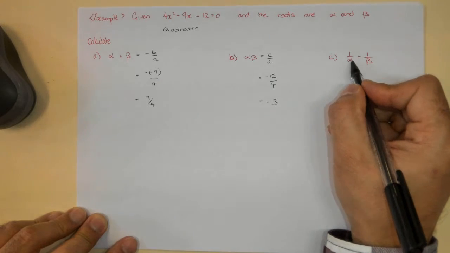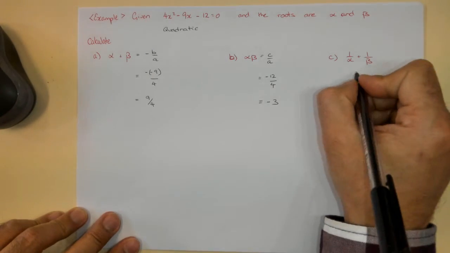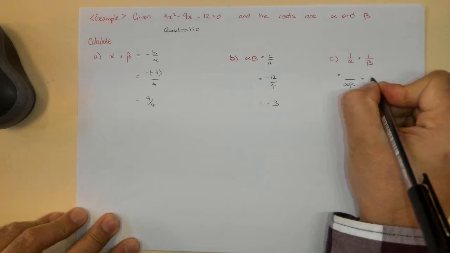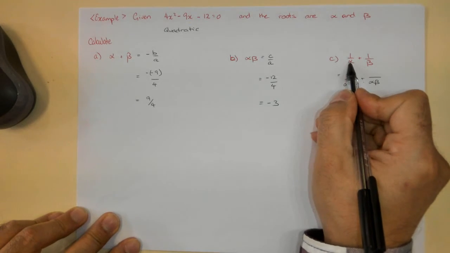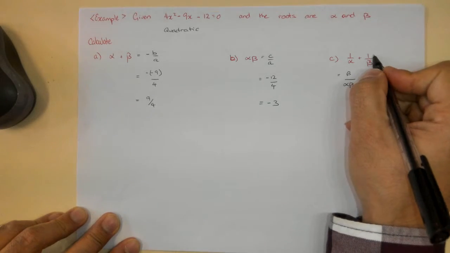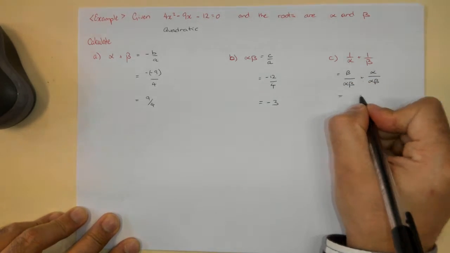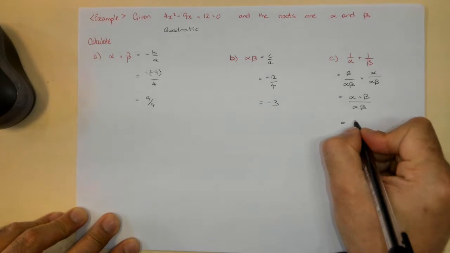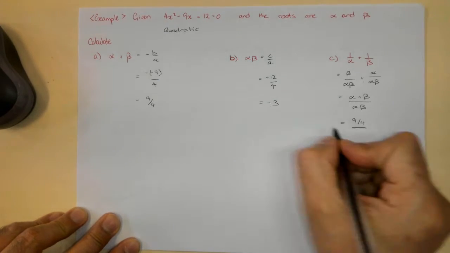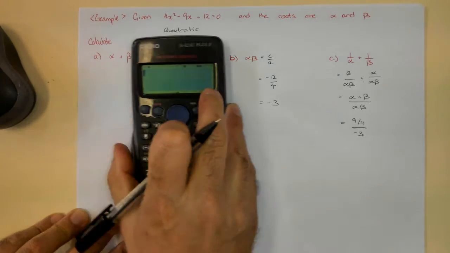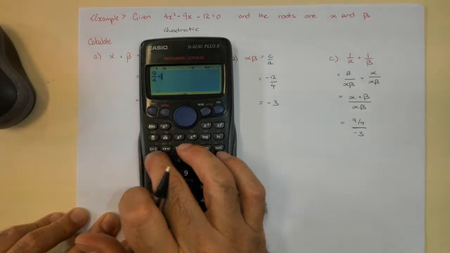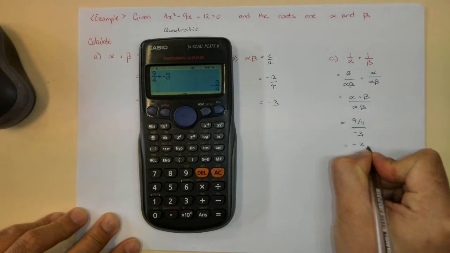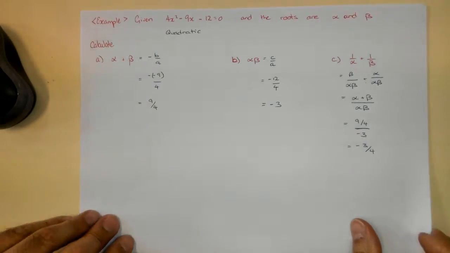Now, 1 over alpha plus 1 over beta. Well, these are just fractions. So in order to add the fractions, I'm going to have to get the denominators the same. To get this to be alpha beta, I've got to times it by beta. To get this to be alpha beta, I need to times it by alpha. So really, I'm looking at alpha plus beta over alpha beta. Well, alpha plus beta was 9 over 4, and we're dividing that by negative 3. So 9 over 4 divided by negative 3 gives us negative 3/4. Okay.